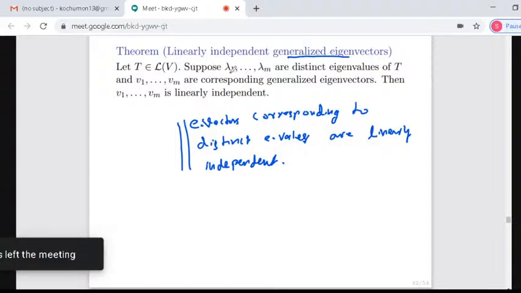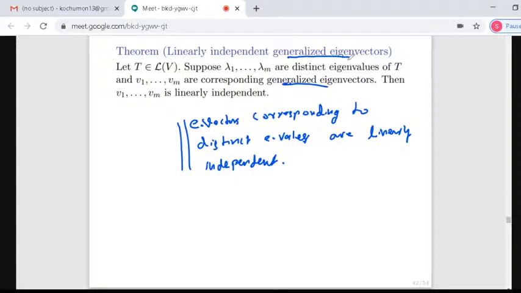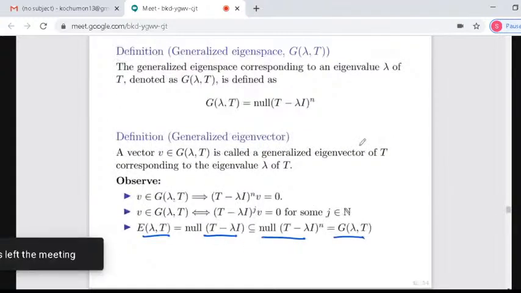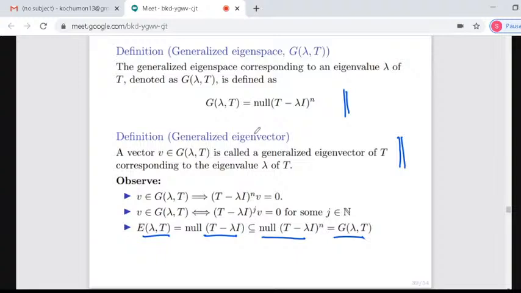Suppose lambda 1, lambda 2, ..., lambda m are distinct eigenvalues of T, then the corresponding generalized eigenvectors are linearly independent. Please look at the definition of eigenvalues, generalized eigenspace and eigenvector once again, because we will use it when we prove this. G lambda T is the null space of (T minus lambda I) to the power n, and any element here is called a generalized eigenvector.